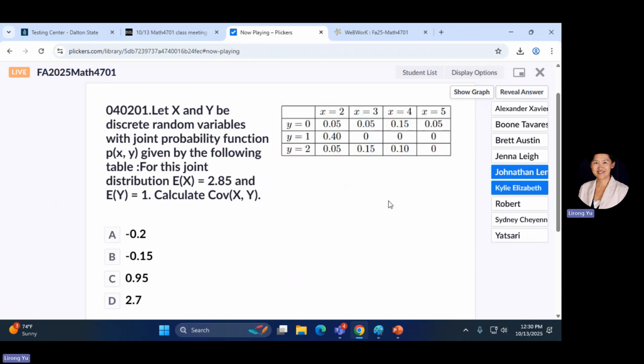If the probability equals zero, the value is zero in the calculation. So this is saying it's a summation: the x value times the y value, and then times the probability of x, y. Then you have to add up all the combinations of this summation. And of course you have to subtract the product of the expectations, 2.85 times 1.